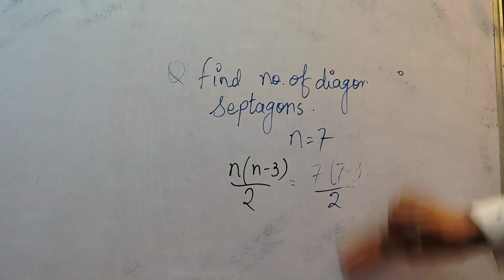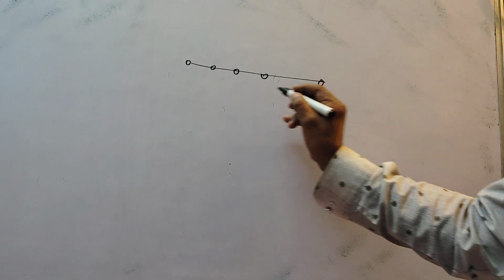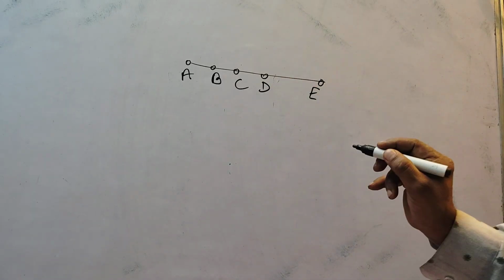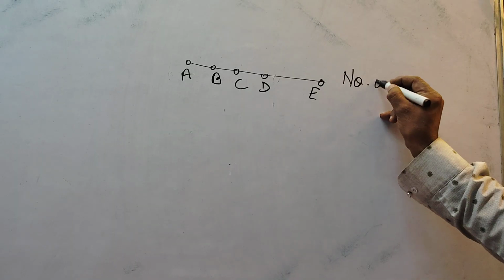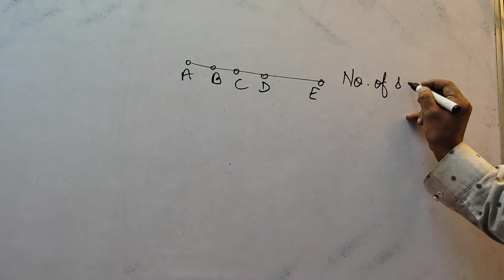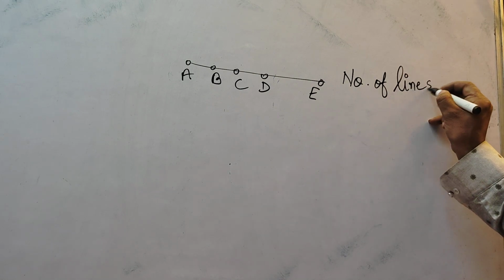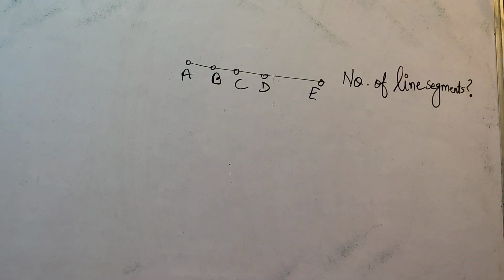Okay. Now come to the next question. The next question is the number of line segments in figure 2.5. So the figure is here: A, B, C, D, E. 5 points are given. So how many line segments are there? We have to find out the number of line segments.